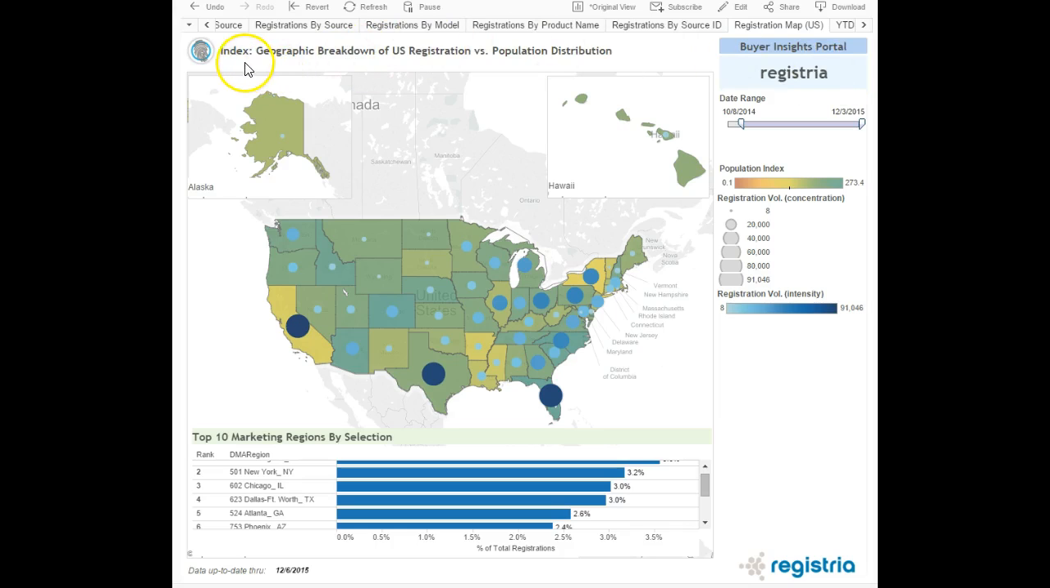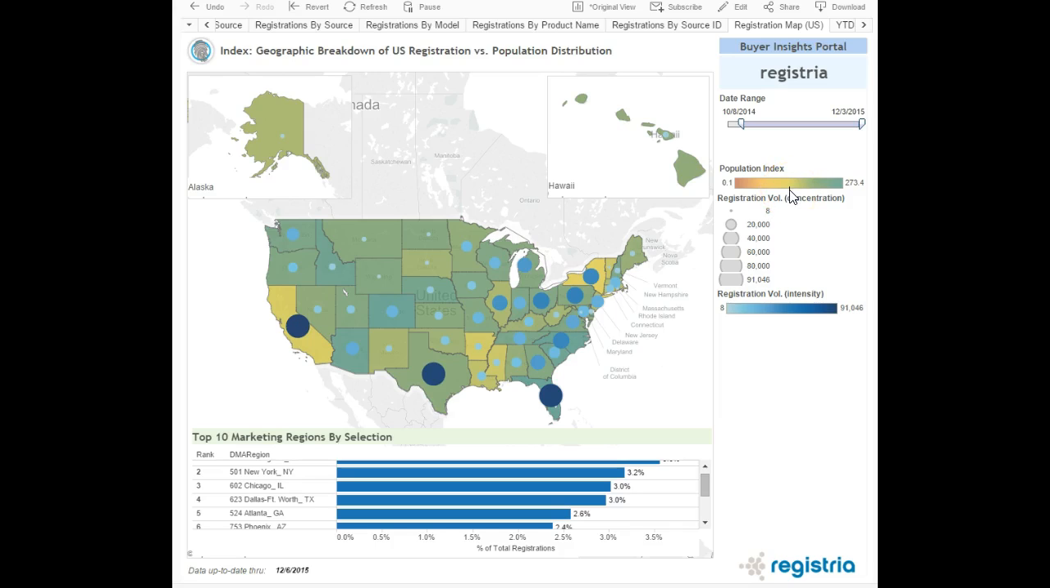This report is our index, geographic breakdown of U.S. registration versus population distribution. Quite simply, this is an index representation of your registration volume versus population of adults in the U.S. And so understanding that an index, an average score or a one-to-one score, would be 100, this middle line represents what would be average.